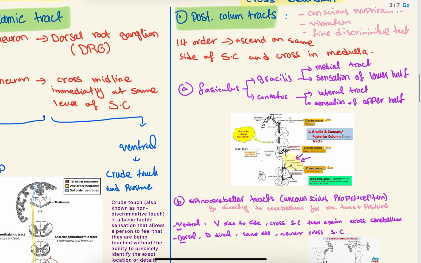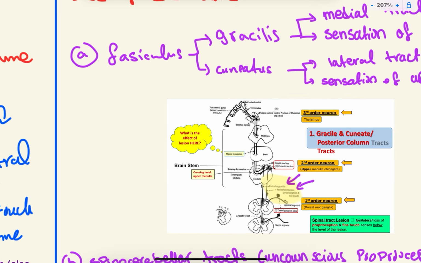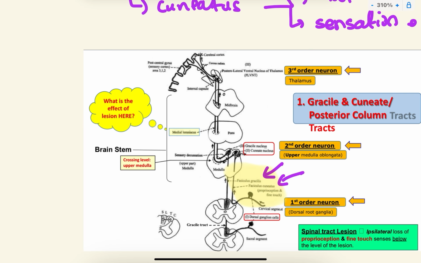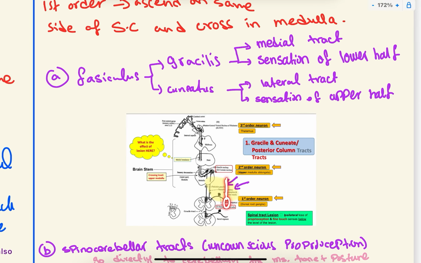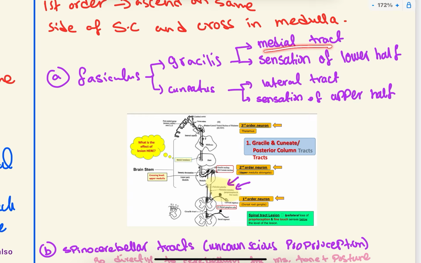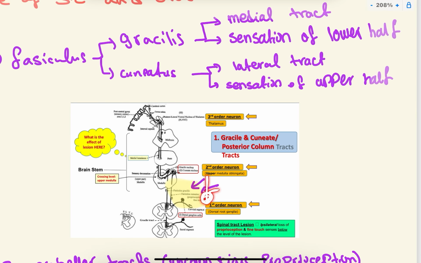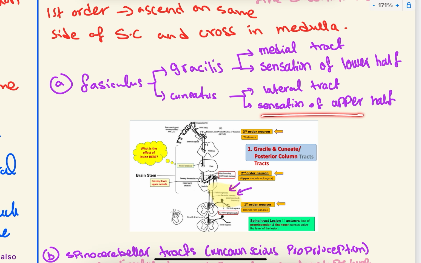So we have different types. We have the fasciculus gracilis and cuneatus. So let's start with these. So the fasciculus gracilis, where is it here? It's actually this one. The fasciculus gracilis, this one, as we can see here, it's on the medial side, so we call it the medial tract, and it's associated with sensation of the lower half of the body, so the lower limbs. Whereas the fasciculus cuneatus, this one, it's more lateral, so we call it the lateral tract, and it's associated with sensation of the upper half, like the upper limbs.